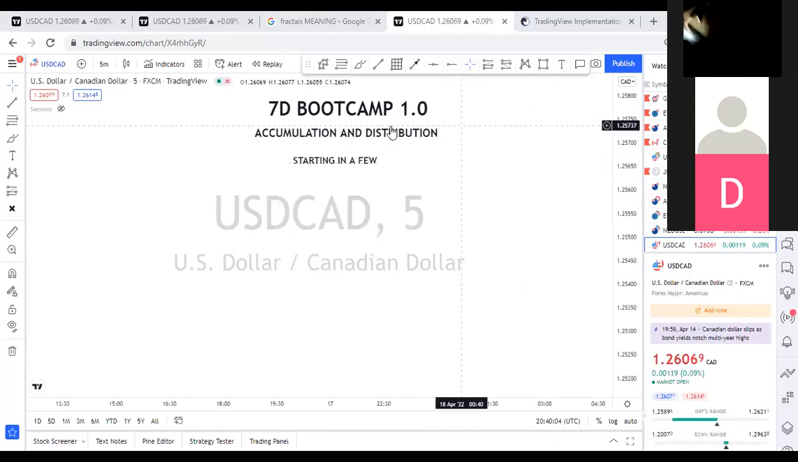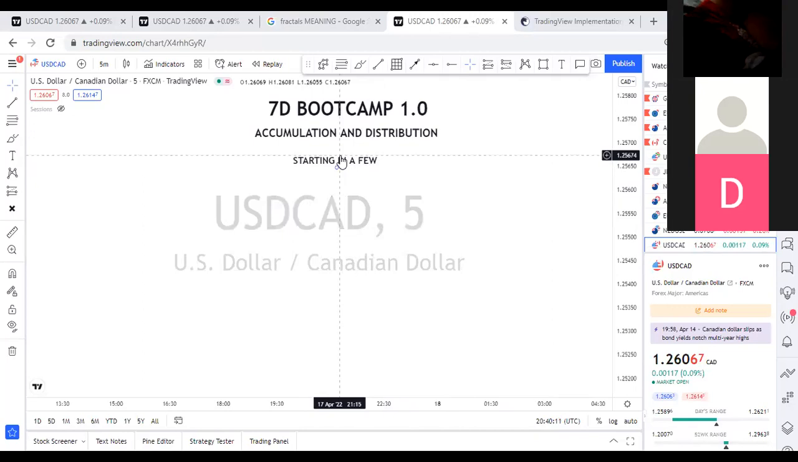All right, let's go. So tonight we are just going to be looking at accumulation and distribution. The goal of this entire thing is to make trading as simple and uncomplicated as possible, and that's why this was put together.